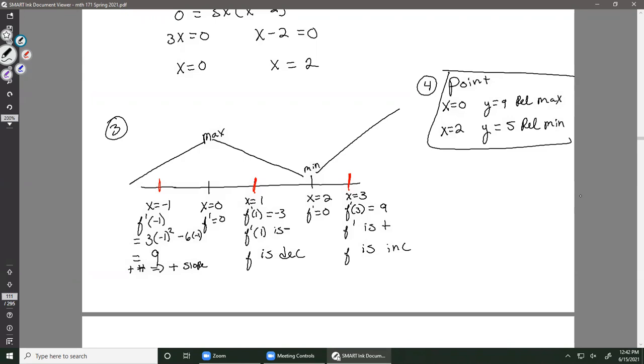I'm realizing I did not give you guys enough space on the test to do this problem. I gave you a quarter of a page. So I'll just space it out differently.